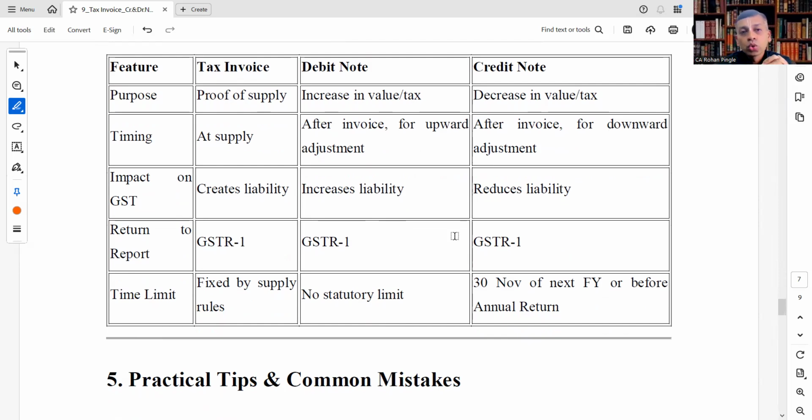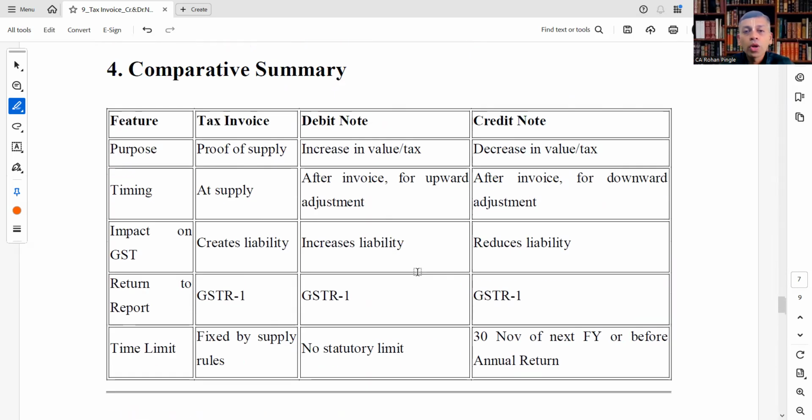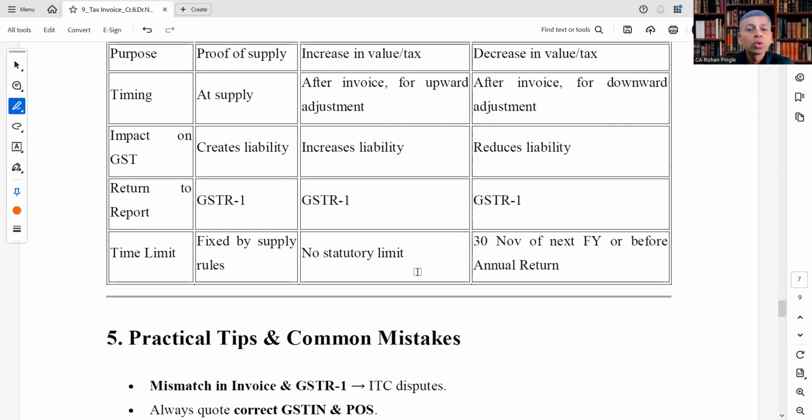Time limit to issue: the tax invoice is fixed by supplier rules. Debit note, no statutory limit. You can issue at any time. Credit note, 30th November of the next financial year or before the annual return, whichever is earlier. So that is the comparative summary. Hope you have taken the screenshot too.